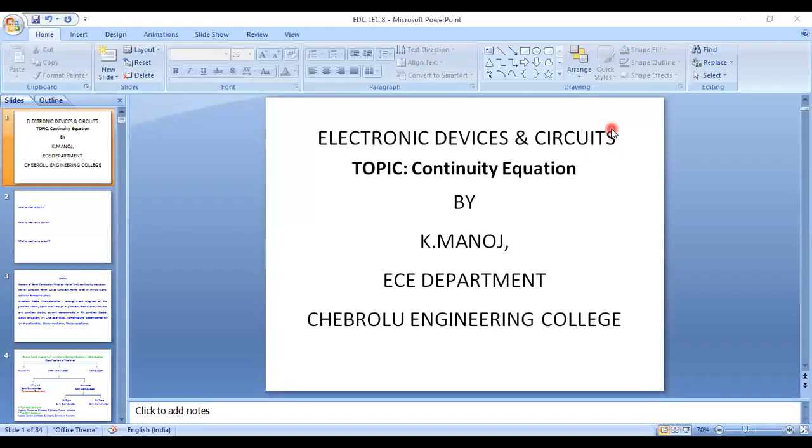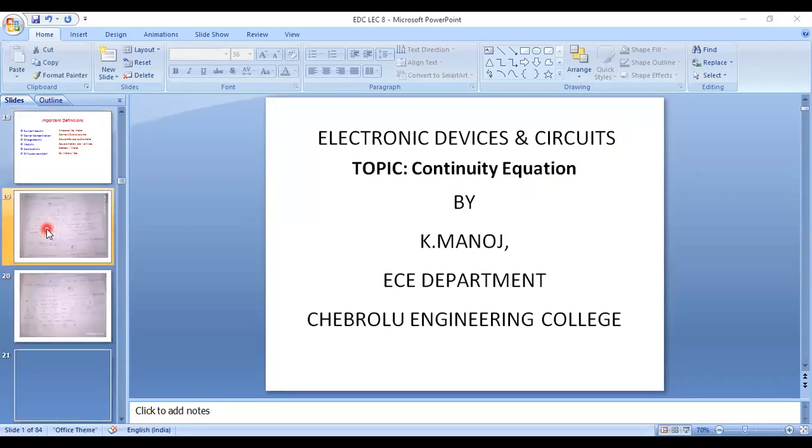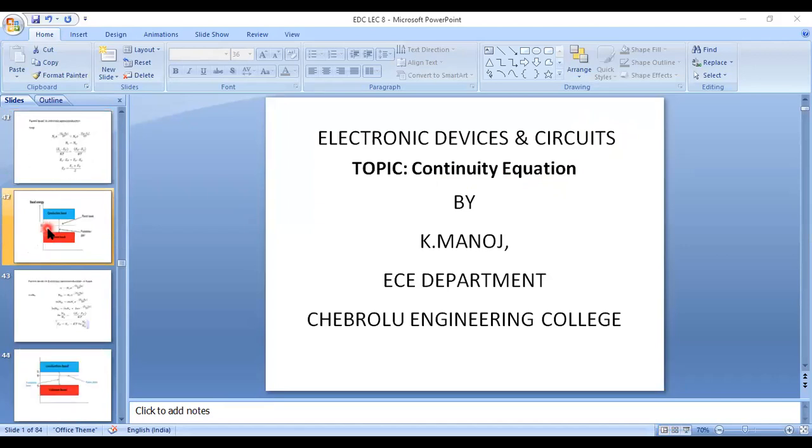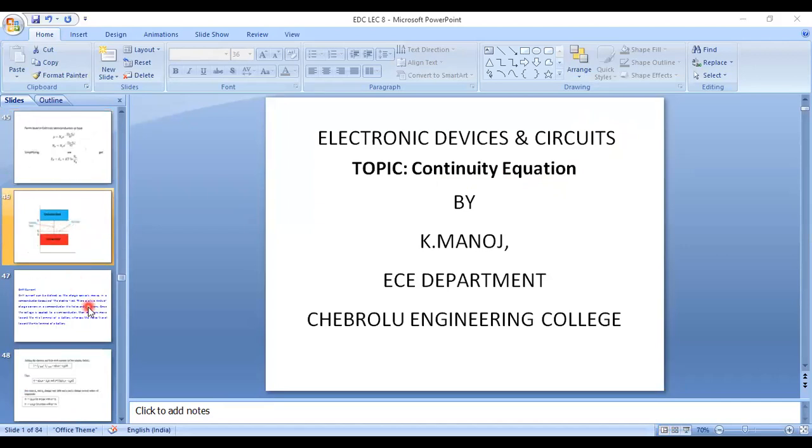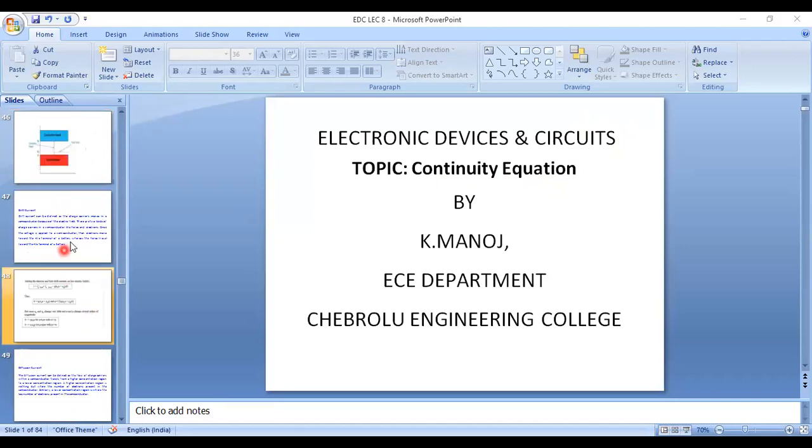Good morning. Today's topic is the continuity equation. In yesterday's class, we have seen the topics on drift and diffusion currents and also an introduction to the continuity equation. Let us recap the concepts which we have discussed in our last class.